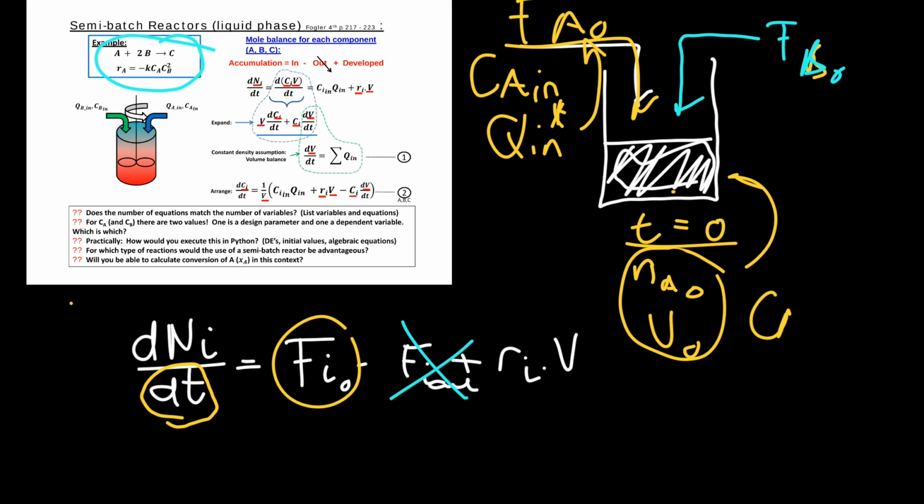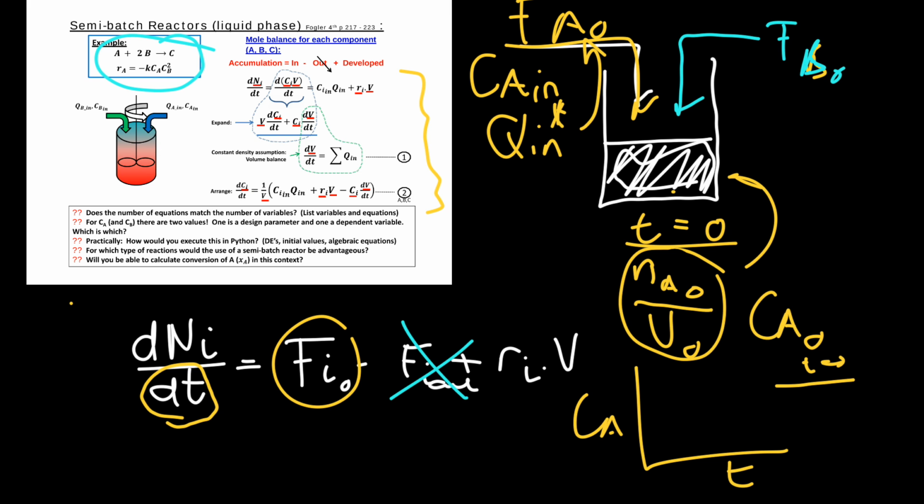Then I've got a CA0 that is present at time equal to 0 inside my reactor. So that will of course be just the NA0 divided by the volume. So if I write my mole balances in terms of concentration, I will need that as my boundary condition at the start when time is equal to 0. And then of course I'm going to have this changing concentration of A with time. So this is the one for which I am going to set up my differential equation.